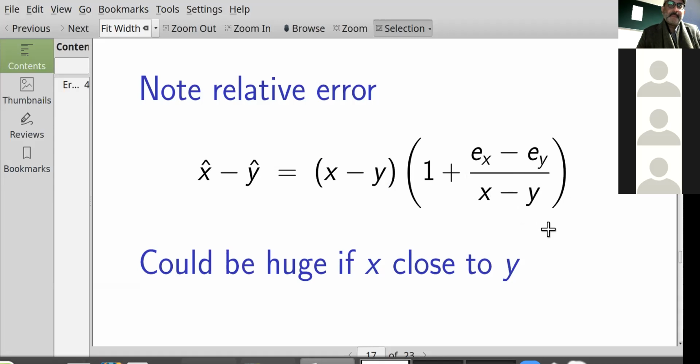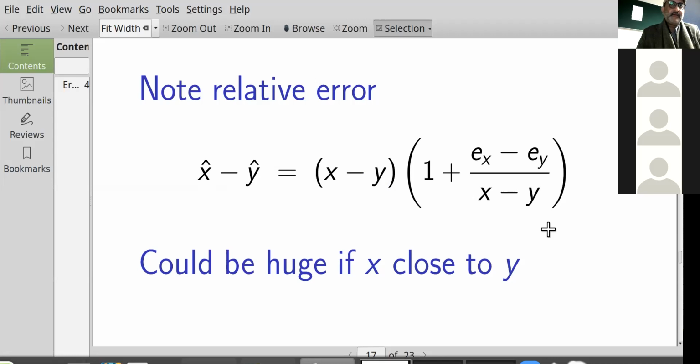Okay. If x and y are very close to each other, then x minus y becomes a very small number, and then dividing 1 over x minus y becomes a very large number. So the relative error can be very large if x is close to y.